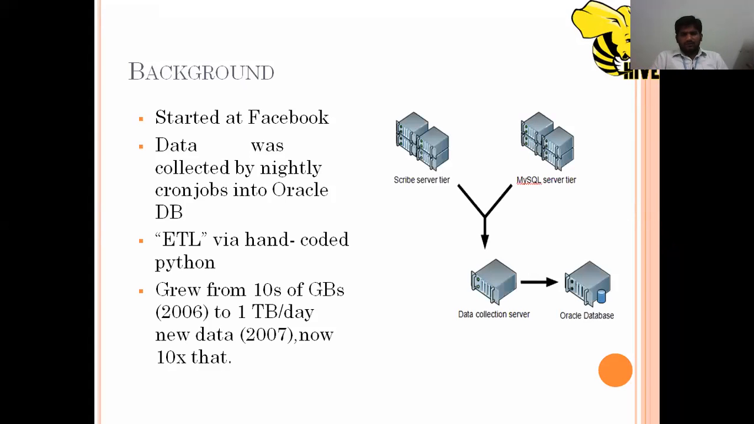The data grew from tens of GBs in 2006 to 1 TB per day of new data in 2007, and now it is 10 times that. We know that data is rapidly increasing nowadays; twice the data that existed up to 2010 has been generated in the last few years. So tens of GBs in 2006, now 1 TB per day of new data in 2007, and now more than 10 times of that. 10x means 10 times of that.